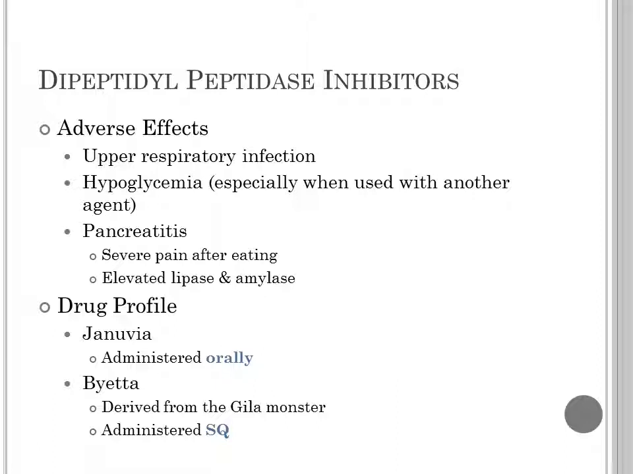Januvia now is administered orally. This is not an injection, it's an oral medication. Where it comes from, I don't know, but it's working on the incretins again. They're both category B, so they can be taken fairly safely during pregnancy. And they can be taken without regard to food, which makes this a little bit easier.